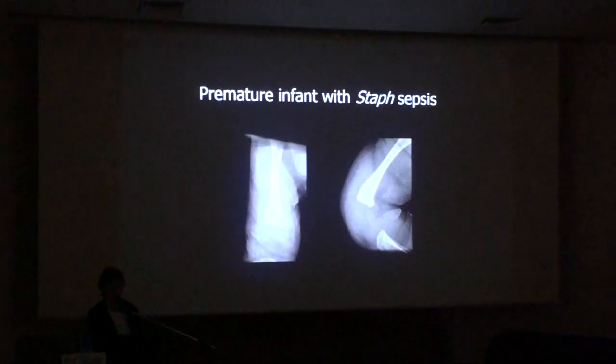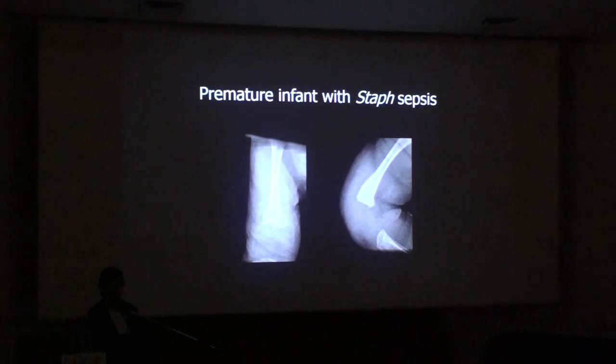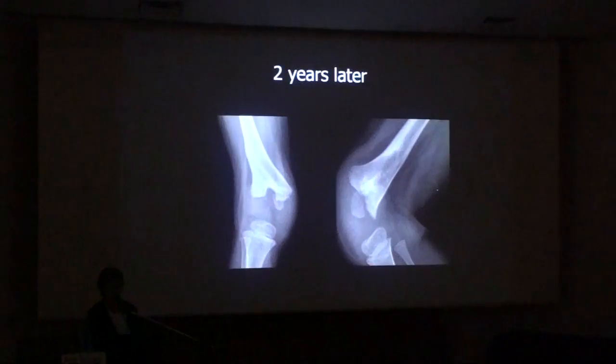So here we have a premature infant who has staph sepsis. Again, we don't have a cartilaginous epiphysis, but that was involved with the infection. We can see periosteal new bone formation along the distal femur. Child was treated, and 2 years later, this is what the knee joint looks like. So there's been a substantial growth arrest. The growth plate is abnormal. We can see on the lateral view that there's anterior angulation.